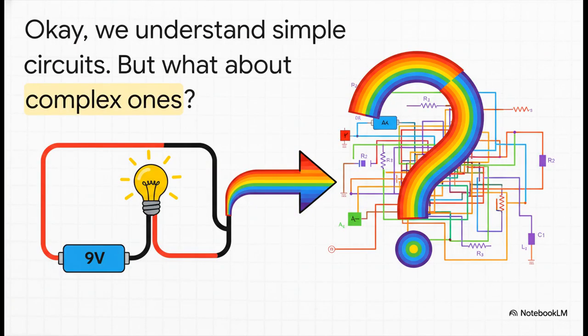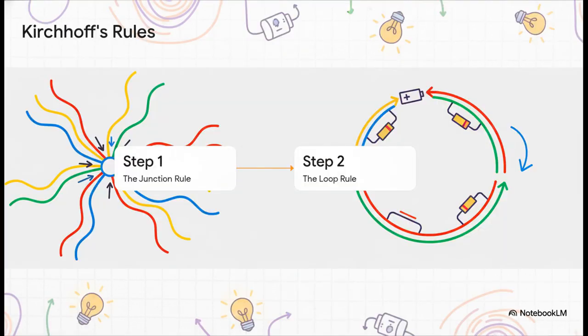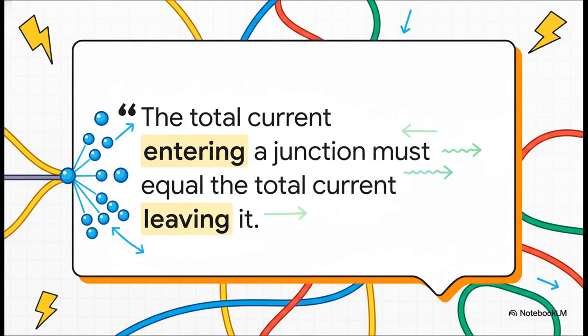Okay, we've got simple circuits down, but what happens when things get a lot more complex? Well, luckily, we have Kirchhoff's rules, two simple guidelines that let you solve pretty much any circuit. The first one is the junction rule. It just means the total current going into a point has to equal the total leaving.